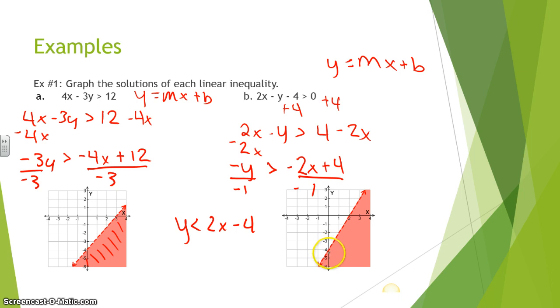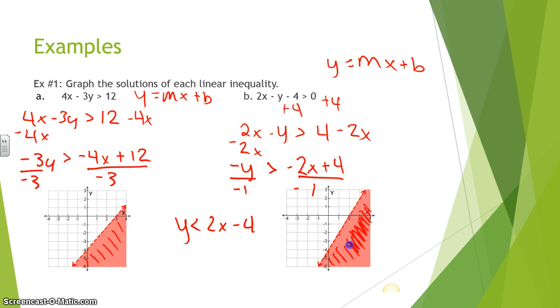And then my slope is 2, so I will rise 2, go to the right 1, put my second point. Since this is the less than symbol, it's going to be a dashed line. If it was less than or equal to, then that's when it would be a solid boundary line. But it's just less than, so we have a dashed boundary line. And we're saying y is less than the equation. So since y is less than, y is going to be everything shaded down.